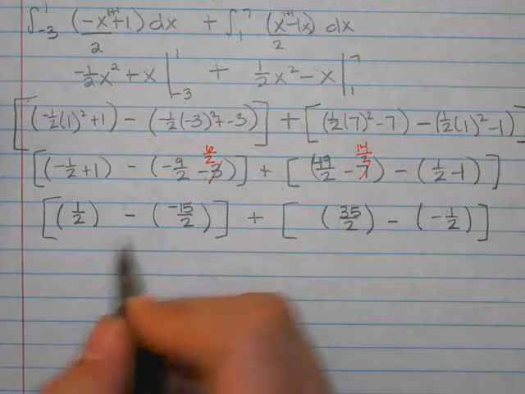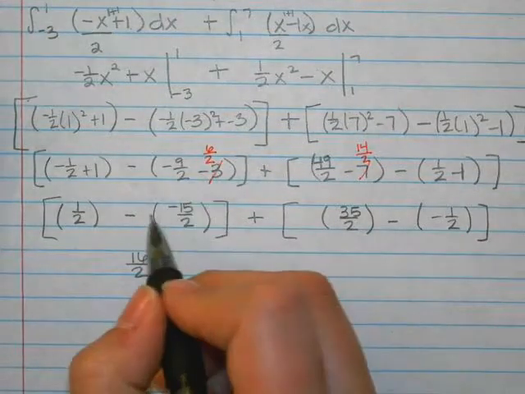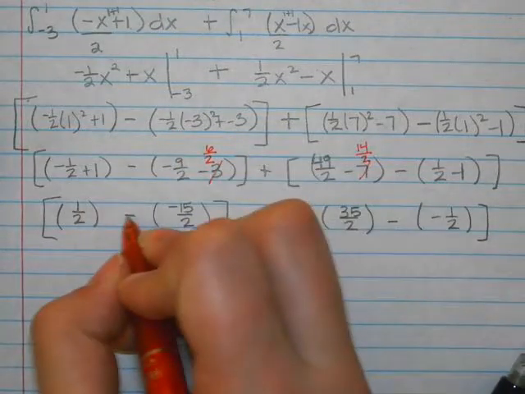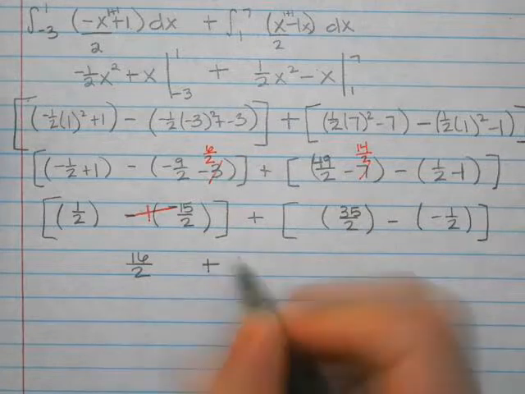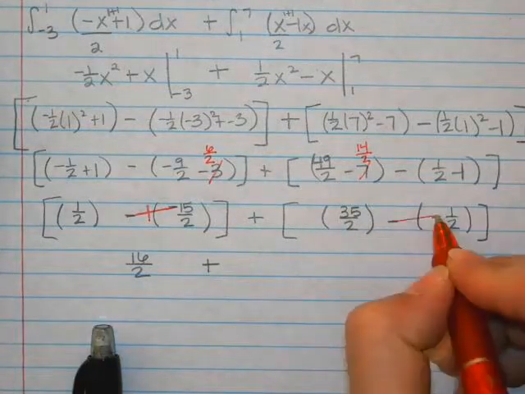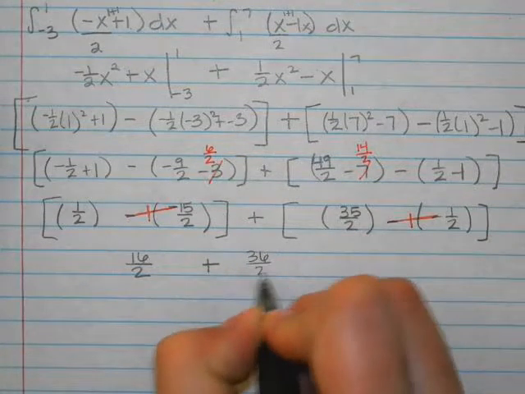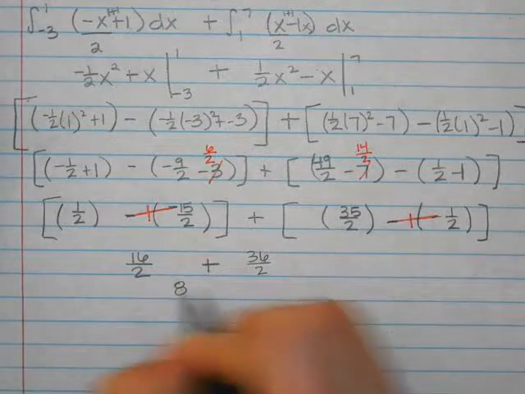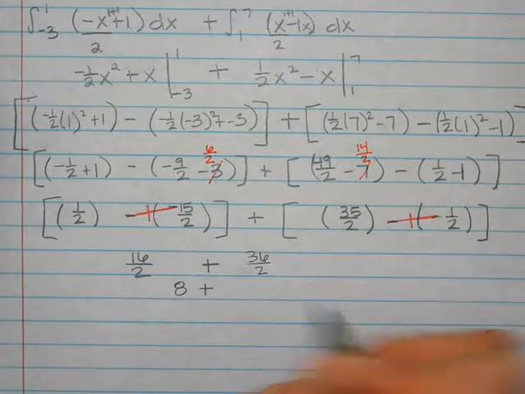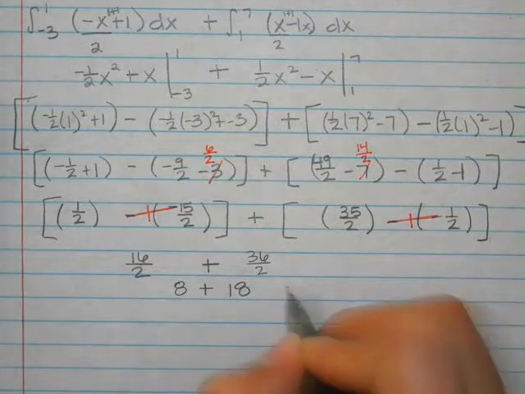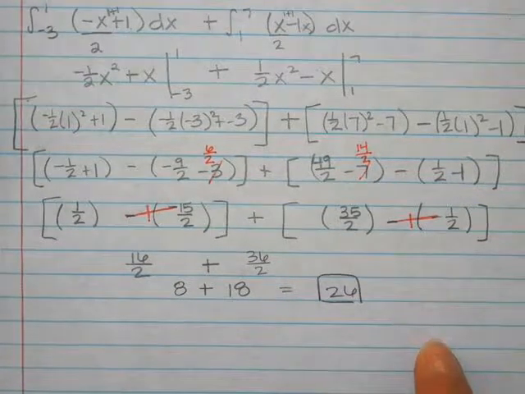So 1/2 minus -15 would be 16/2, because minus minus makes a plus. Plus minus minus makes a plus again, 36/2. So that's 8 plus 18. Whew. Worked out nicely.